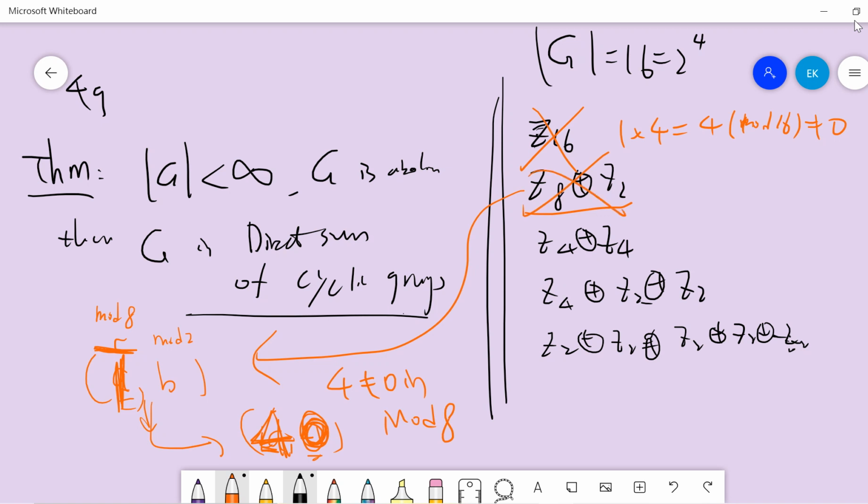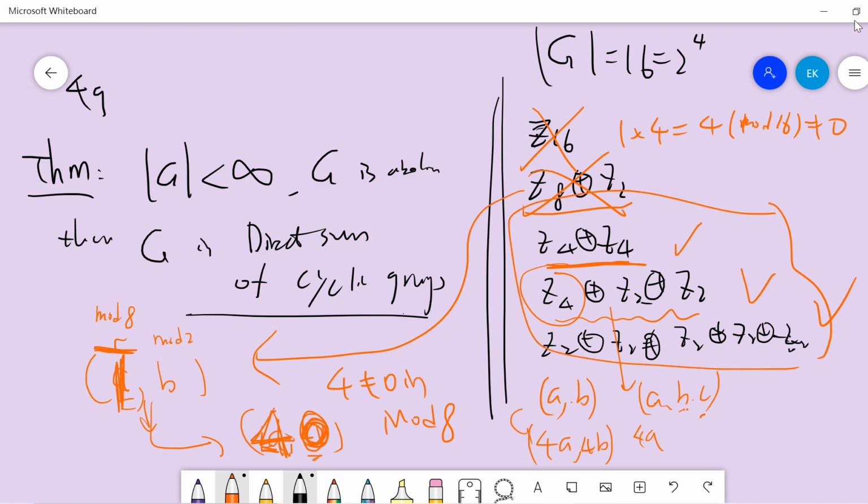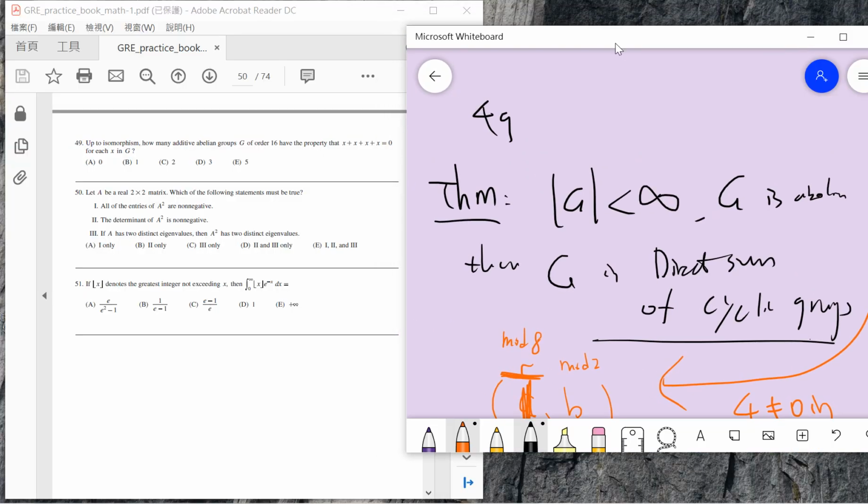So this one is not okay. But Z4 direct sum Z4 is okay, because we have a and b, and multiplying gives 4a, 4b, and 4a and 4b are 0 in mod 4. Also for Z4 direct sum Z2 direct sum Z2, the element inside is a, b, c, where a is in mod 4, b is in mod 2, c is in mod 2. When you multiply by 4, you get 4a, which is 0 in mod 4, and 4b is 0 in mod 2, and 4c is 0 in mod 2. So these 3 are okay. So we have 3 of them.